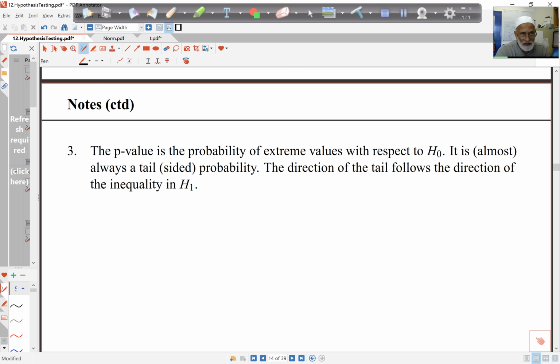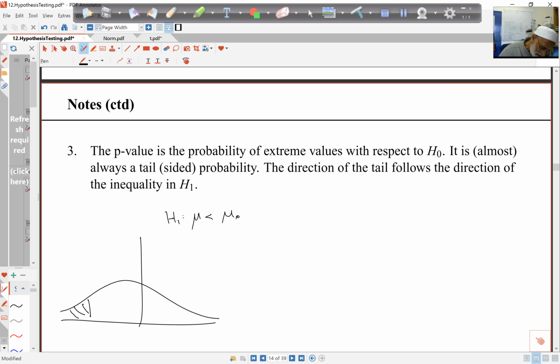The p-value is just the probability of extreme values with respect to H0. So what we're saying here is, what's the probability of observing data as extreme as we have observed, or more extreme, assuming that the null hypothesis is true. And so in every case, if H1 says mu less than some value mu naught, then the p-value is going to be in the left tail. Probability t is less than or equal to t observed.